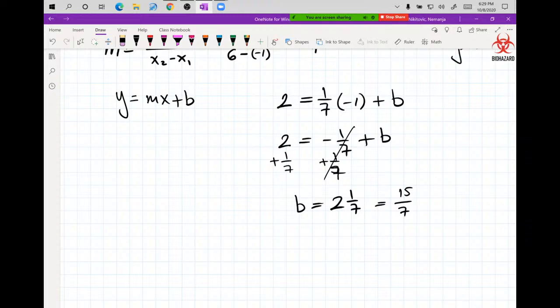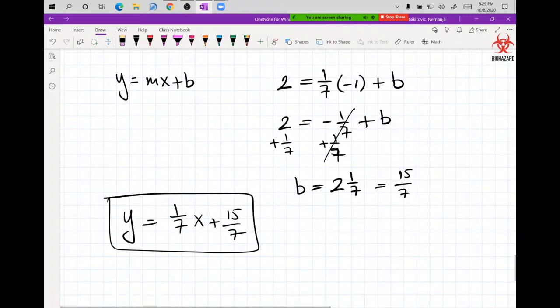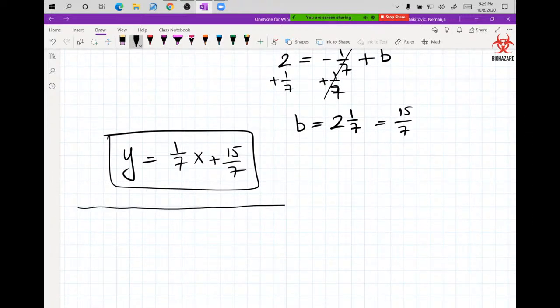So now I can write that y is equal to, I have my slope of 1 over 7, x plus 15 over 7, and we're done. There it is, the equation of the line in slope-intercept form. And graphing this is not going to be fun, obviously, because of 15 over 7. But that's almost 2, so it's not impossible. It just requires a little bit more OCD to do it well.